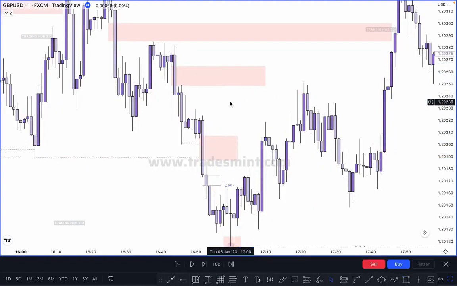But these imbalances are not valid. These 2 imbalances are invalid. Why? Let me show you the exact reason. Because the previous candle high is taken out by this move, it means this is our highest candle before this drop. So this candle low is here, right? And this move is already mitigated by this move. So there is no imbalance here.